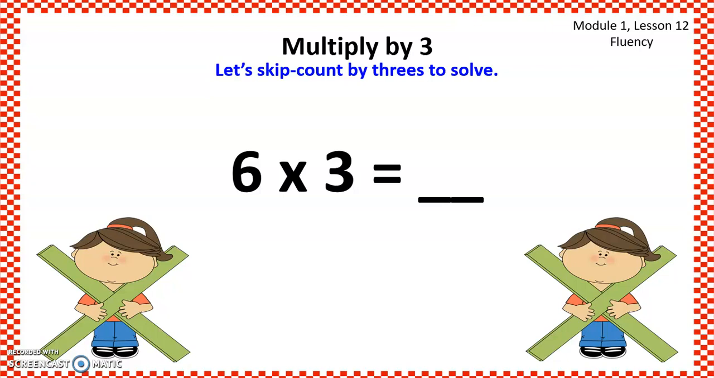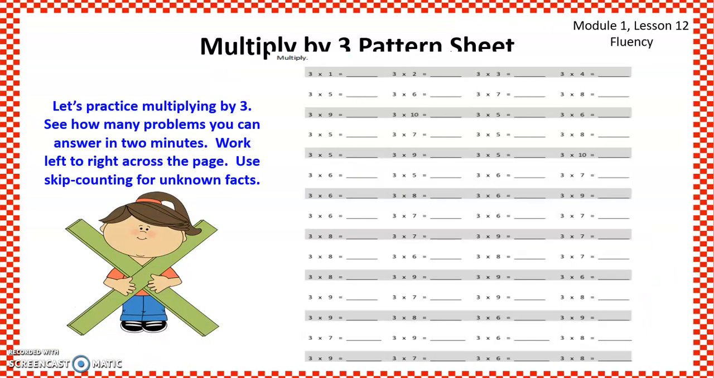Multiplying by 3. This is 6 times 3, 8 times 3, and 7 times 3. This is a pattern sheet that you will be doing in class. If you notice, these are multiples of 3, meaning multiply by 3 pattern sheet.